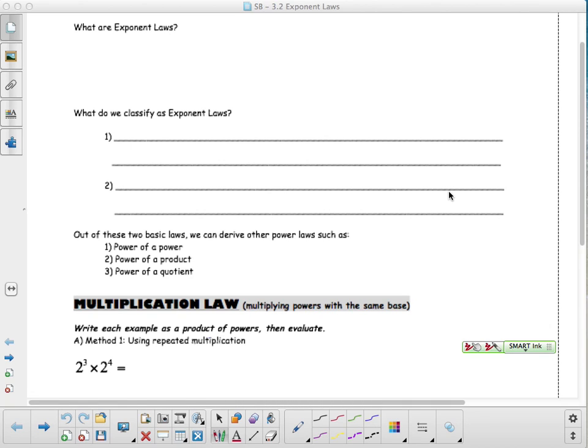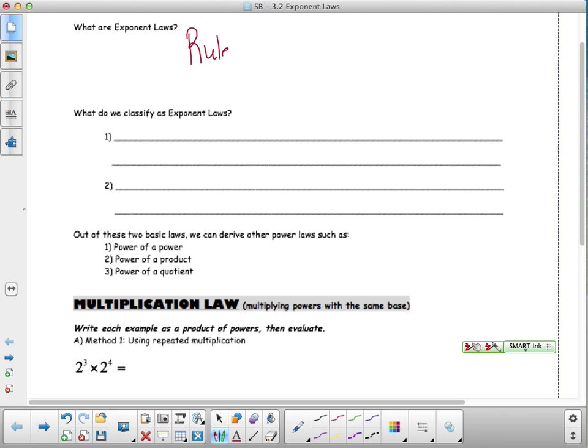So in this lesson, we're continuing with exponents, but now we're looking at various exponent laws. So what are exponent laws? Basically, these are the rules that we're going to use when working with powers.